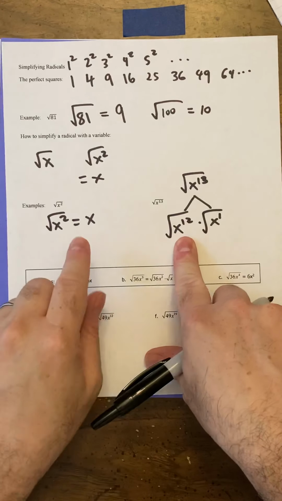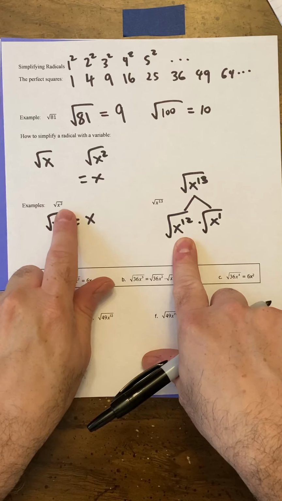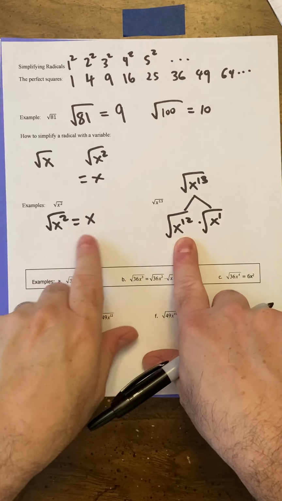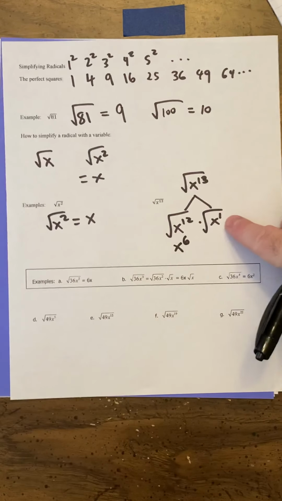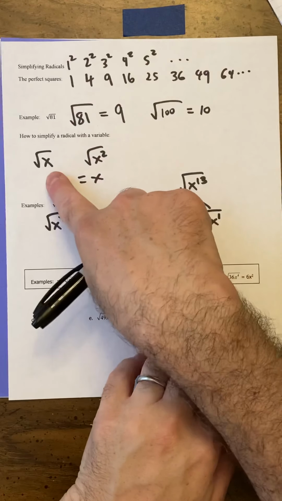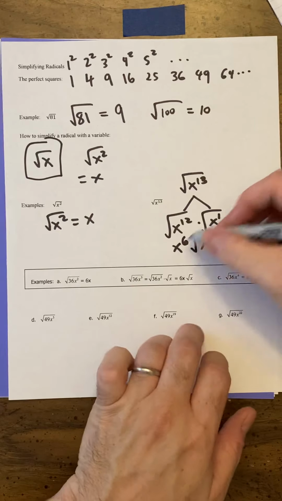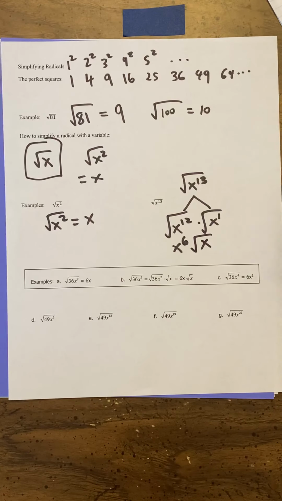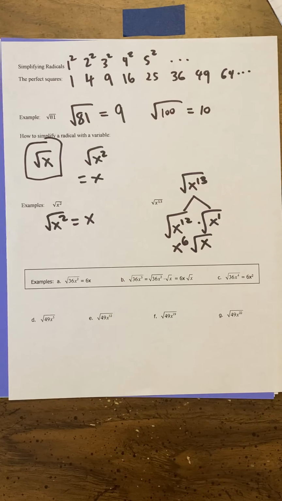Now, we've just learned how to take the square root if the exponent is an even number like 2 or 4 or 12. You literally just take half the exponent. So you get x to the 6th. And this part is stuck, because the square root of x is just the square root of x. You get x to the 6th square root x, and that is the simplification of the square root of x to the 13th.